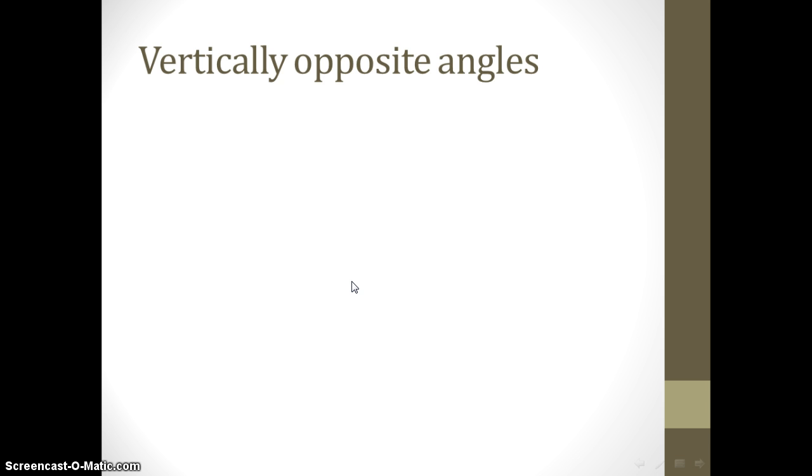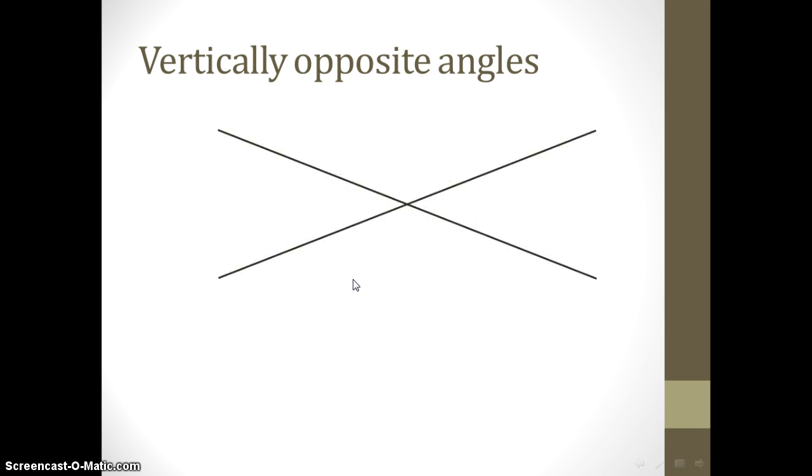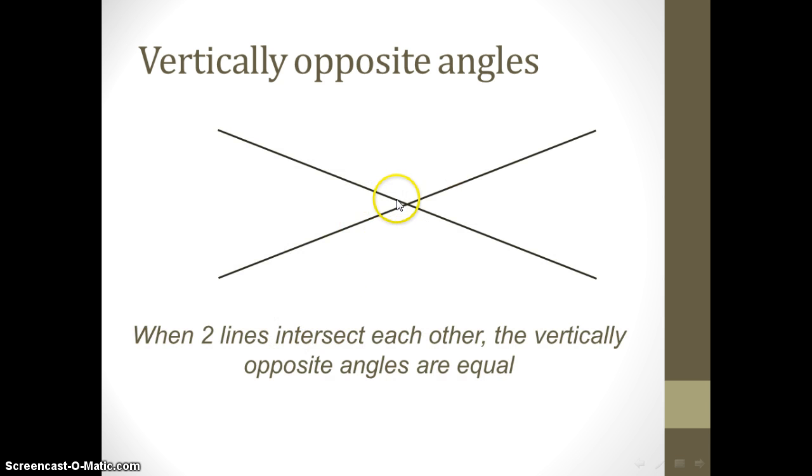Vertically opposite angles. When two lines intersect each other, the vertically opposite angles are equal. So if you have angle A here and angle C here, we know that angle A is the same as angle C. Given angle B and angle D, so angle B is also equal to angle D.